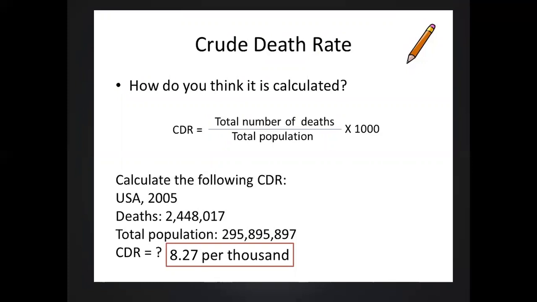Now, crude death rate, dear cadets. What is crude death rate? Crude death rate equals total number of deaths divided by total population, times 1,000. Here, the deaths and the total population are given, so we can easily calculate the crude death rate.